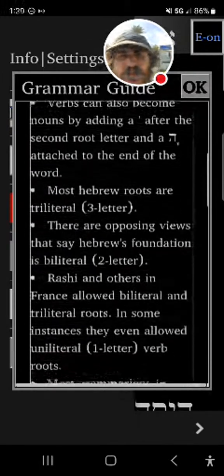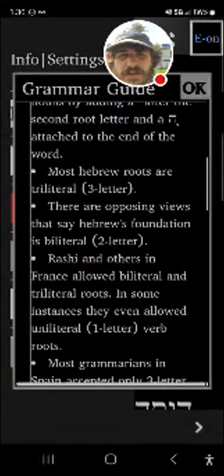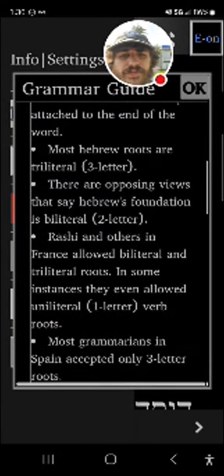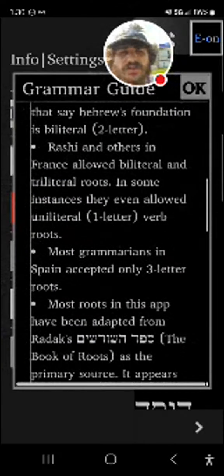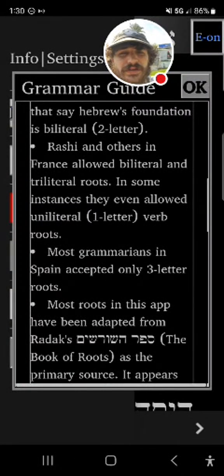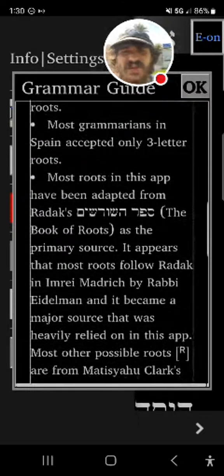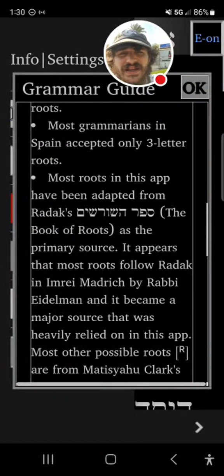Most Hebrew roots are triliteral, 3-letter. There are opposing views that say Hebrew's foundation is biliteral, 2-letter. Rashi and others in France allowed biliteral and triliteral roots. In some instances, they even allowed uniliteral 1-letter verb roots. Most grammarians in Spain accepted only 3-letter roots. Most roots in this app have been adapted from Radak's Sefer HaShorashim, the Book of Roots, by Rav David Kimchi, Radak, as the primary source.